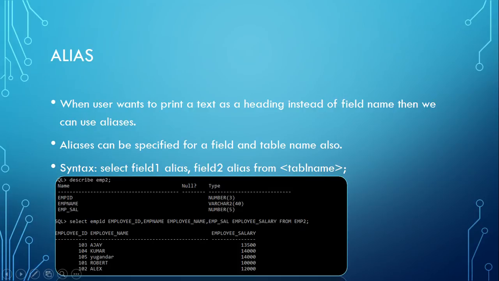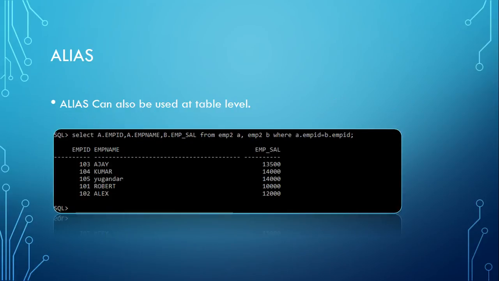So now instead of displaying employee ID, employee name, employee salary, it will display the alias names: employee ID, employee name, and employee salary, and these records. Okay, so this is at the field level. Now let's look at the table level.